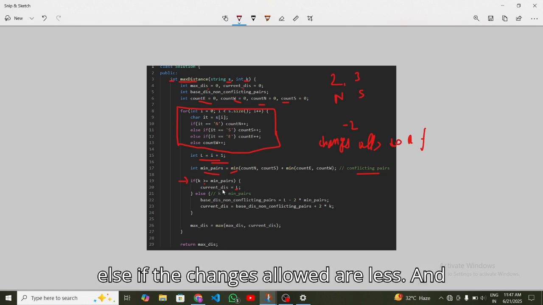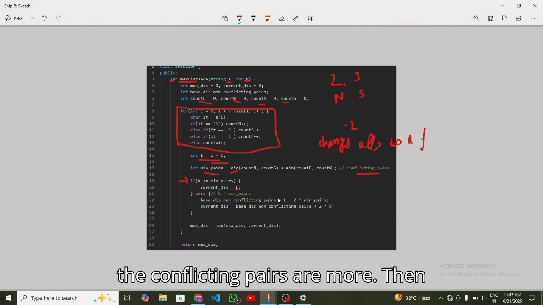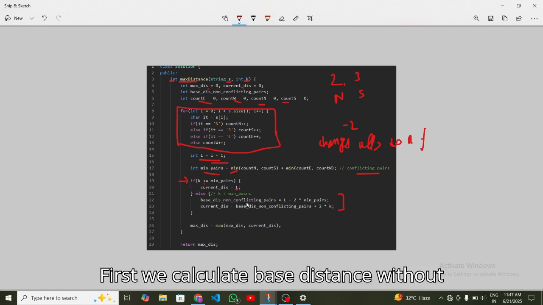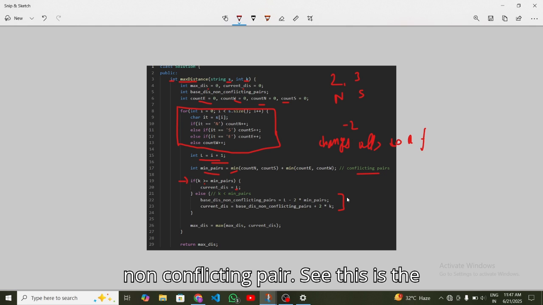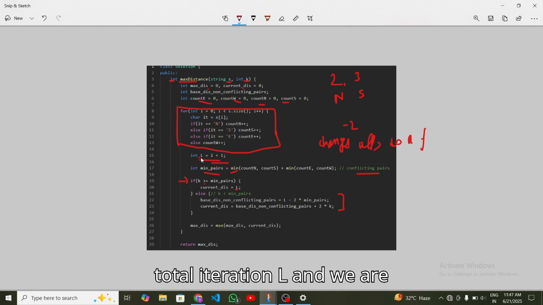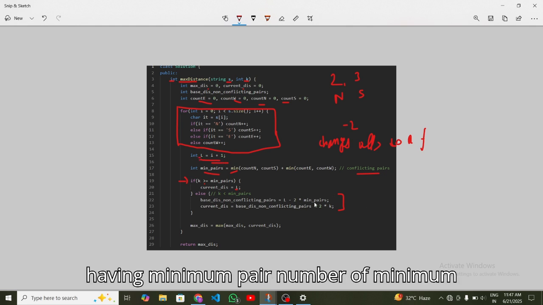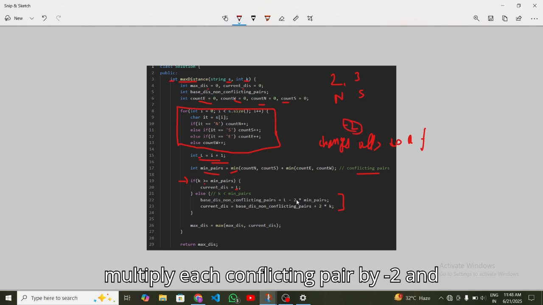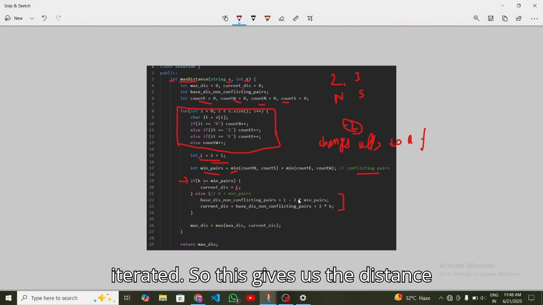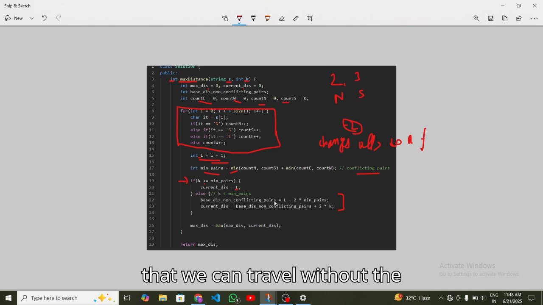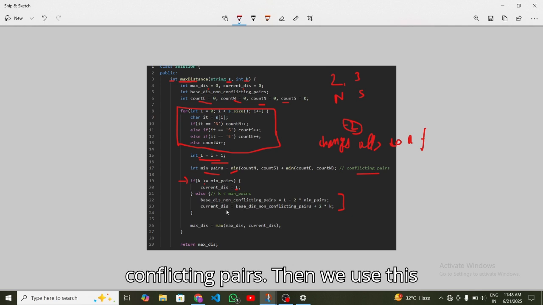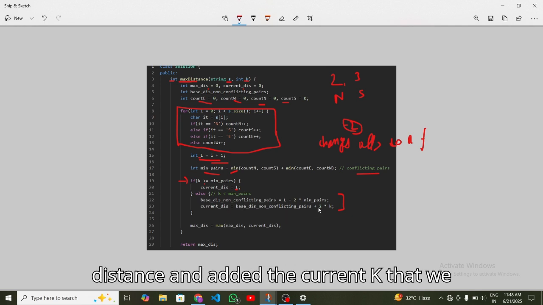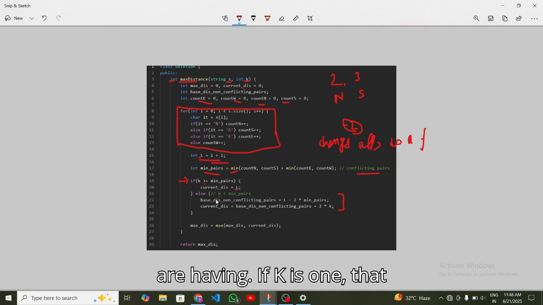Else, if the changes allowed are less and the conflicting pairs are more, then first we calculate base distance without the conflicting pairs. See, this is the total iteration L, and we are having the number of minimum pairs, that are the conflicting pairs, and each decreases it by 2. So we multiply each conflicting pair by 2 and subtract it from the total distance iterated. So this gives us the distance that we can travel without the conflicting pairs. Then we use this distance and add the current k that we are having.